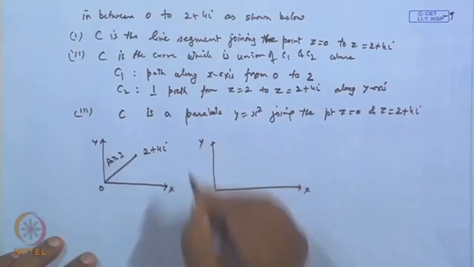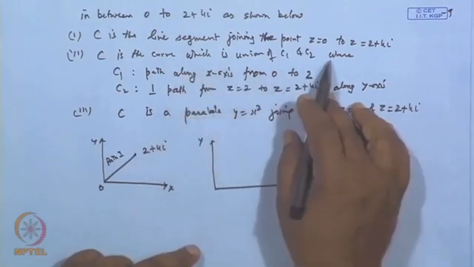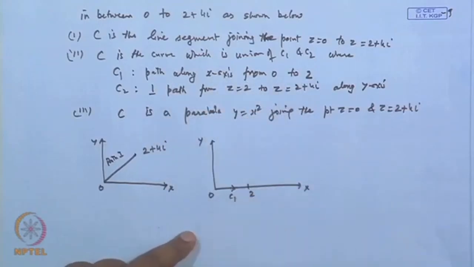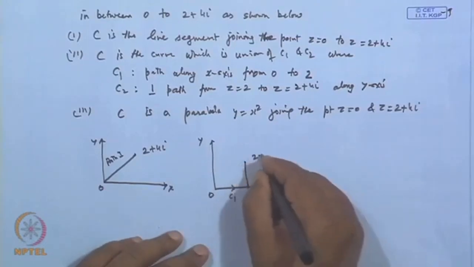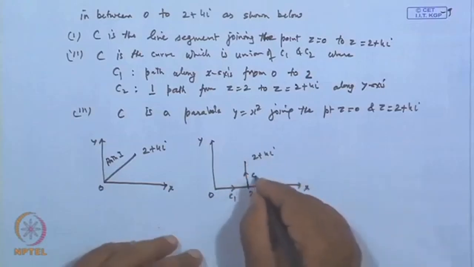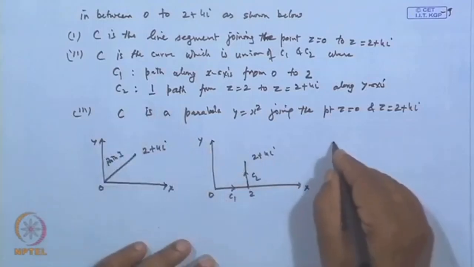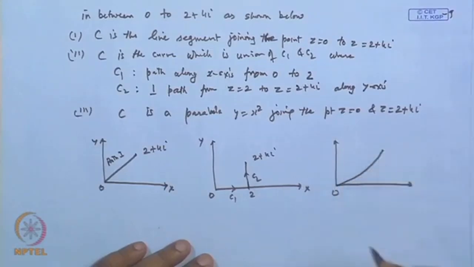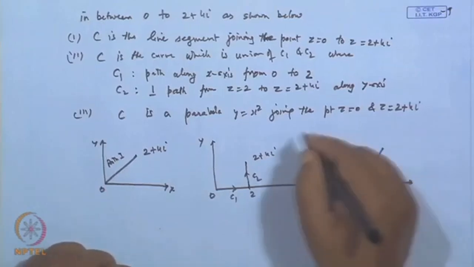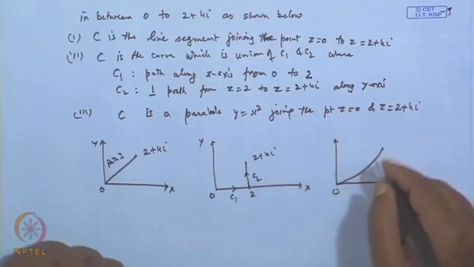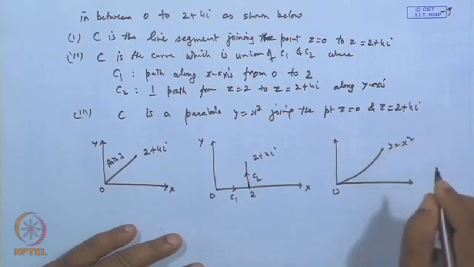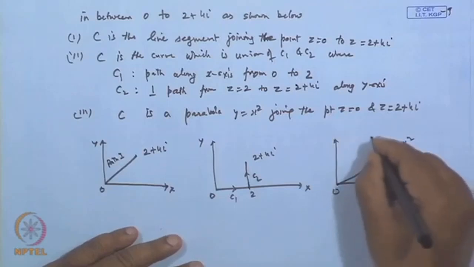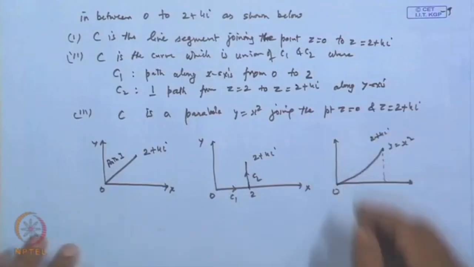The second path says C is the curve which is the union of C1 and C2, joining the path along the x axis from 0 to 2. So 0 to 2, this is C1. And then 2 plus 4i in a vertical direction is here. So this is C2. So C1 union C2 gives the C. And the third path is this. y is equal to x square, a parabola. So this will be our parabola y equal to x square from (0, 0) to 2 plus 4i, the point here. So these are the three paths which we are choosing.